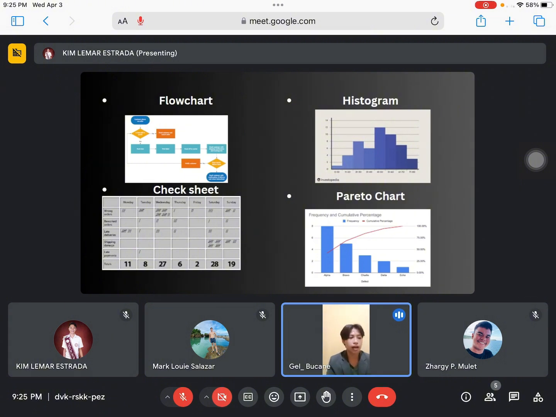Next is the check sheet. A check sheet is a simple tool used for problem identification, a tool for organizing and collecting data, a tally of a problem or other events by category.